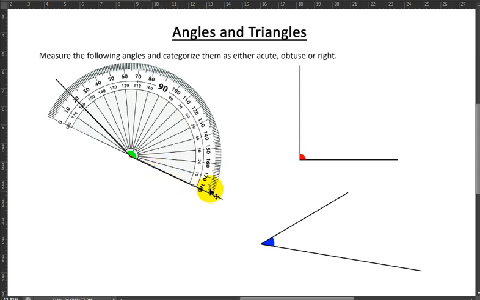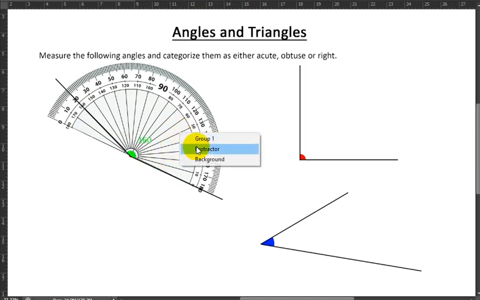And then I need to see how far around I need to go from here all the way to the other line. So I'd start by using this set of numbers. Since I'm touching this line, I'd start from here and go 0, 10, 20, 30, 40, 50, 60, 70, 80. So basically, oh, look at that. I fell exactly on 160. So this green angle is 160 degrees.